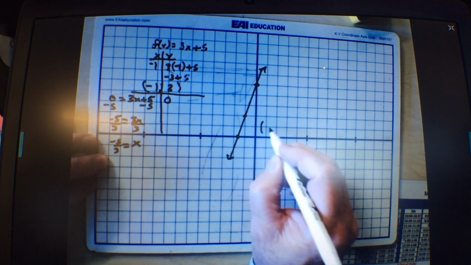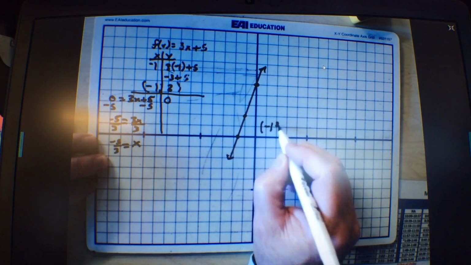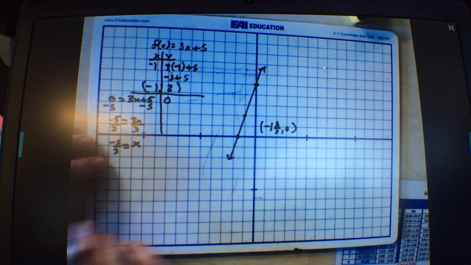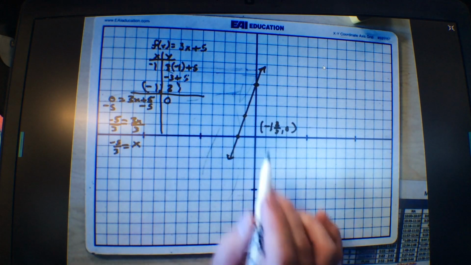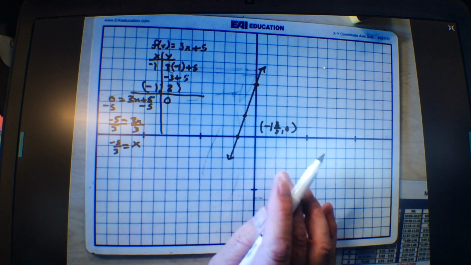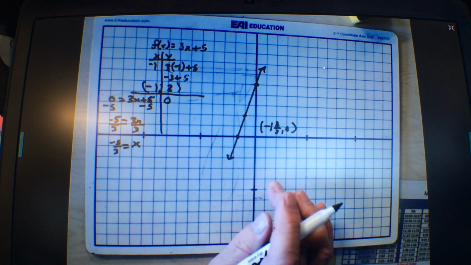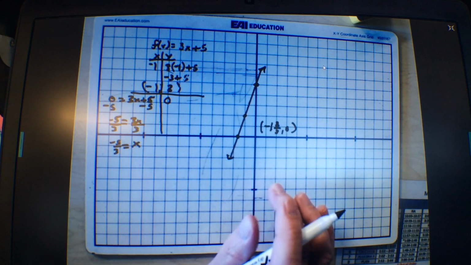So it is a -1 2/3, 0, or a -5/3. I will accept either one. Yes, sir. And you said don't do decimals? No, I want you to do, because that you would write a -1 and what? -1 point 6 repeating. Okay.